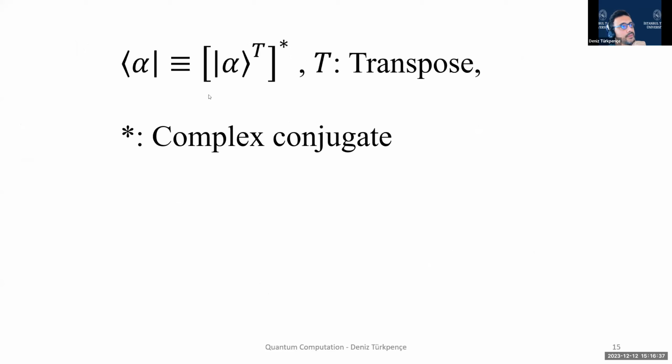So simply, we can say that to find the dual form, you take the transpose of the column matrix and you take the complex conjugate of all the elements. So this is how you obtain the dual form, or the bra form, of any vector.